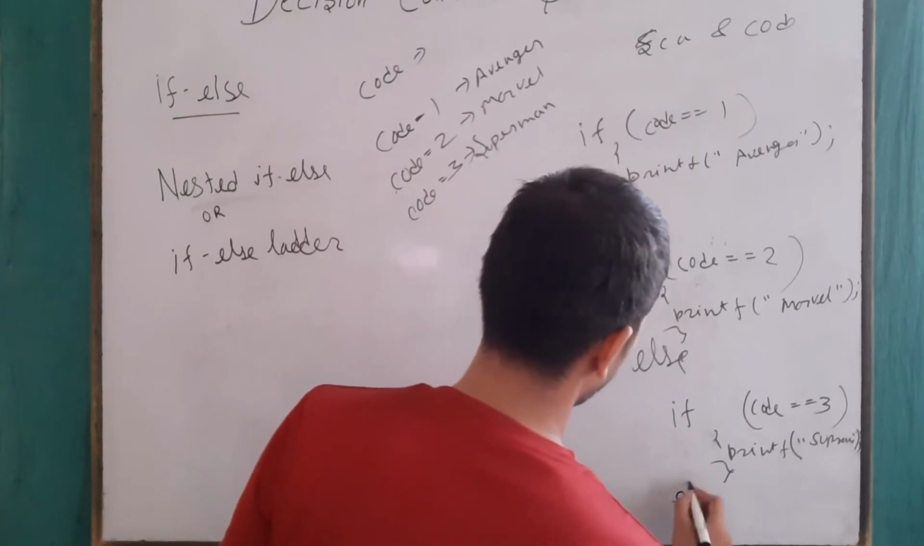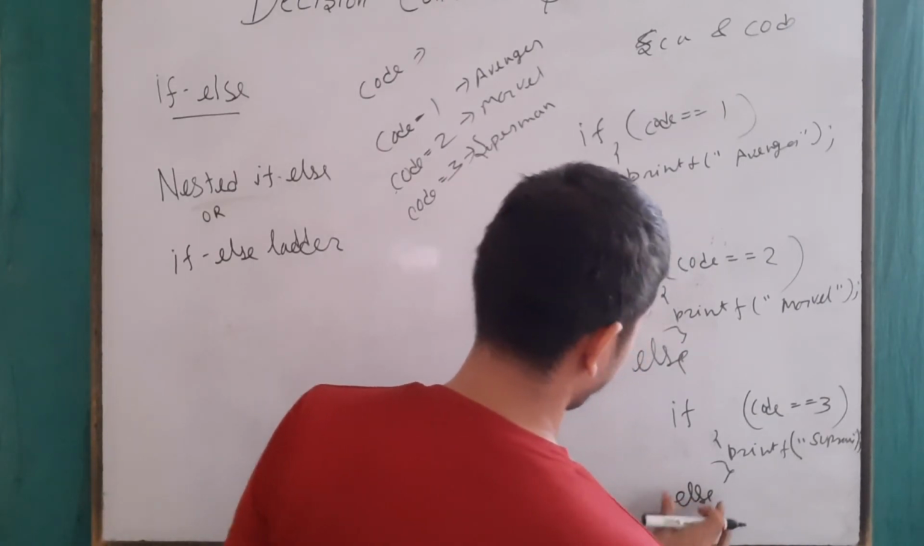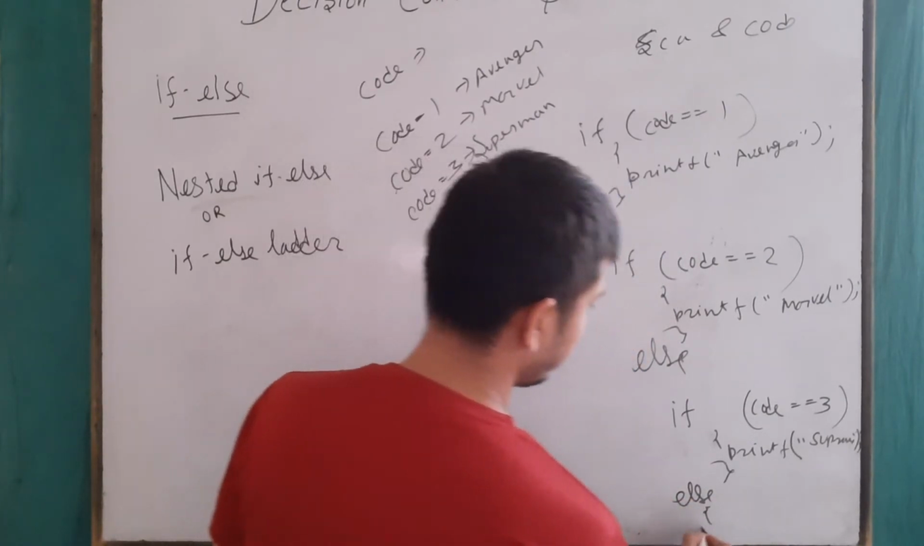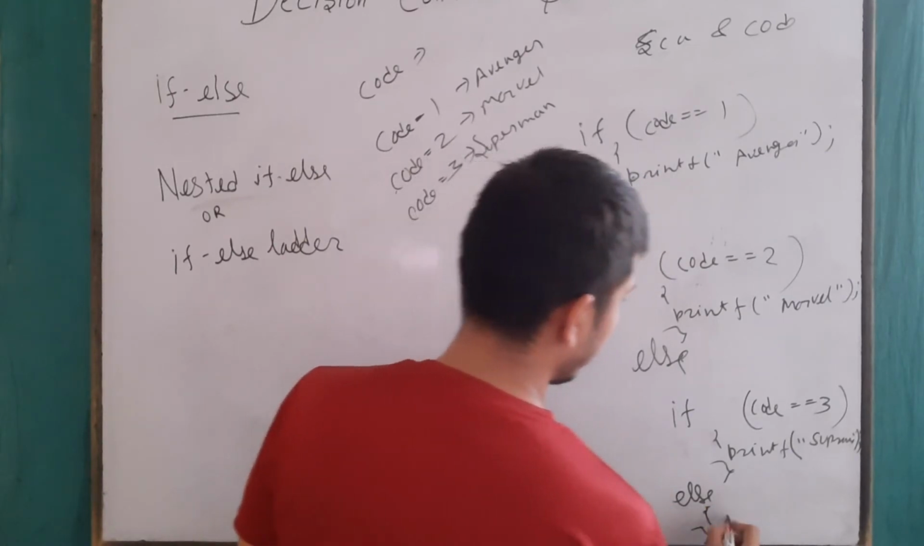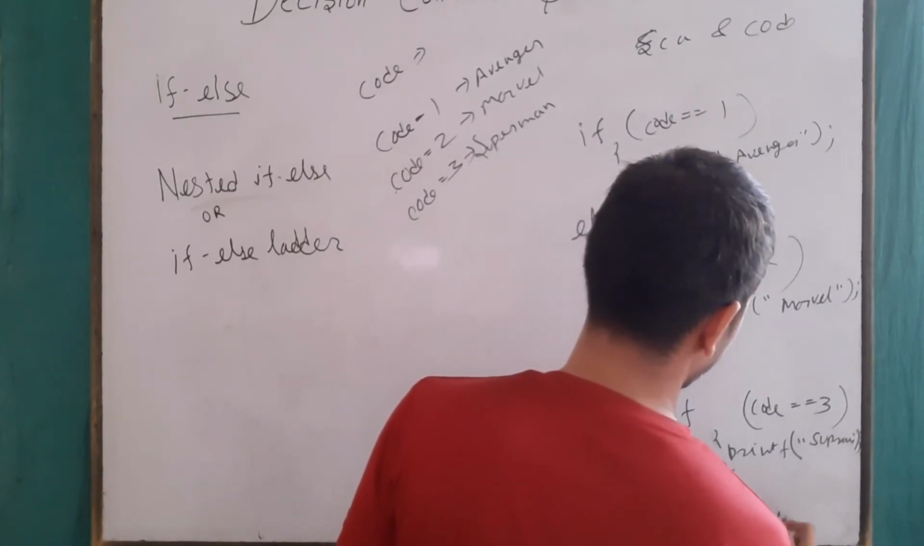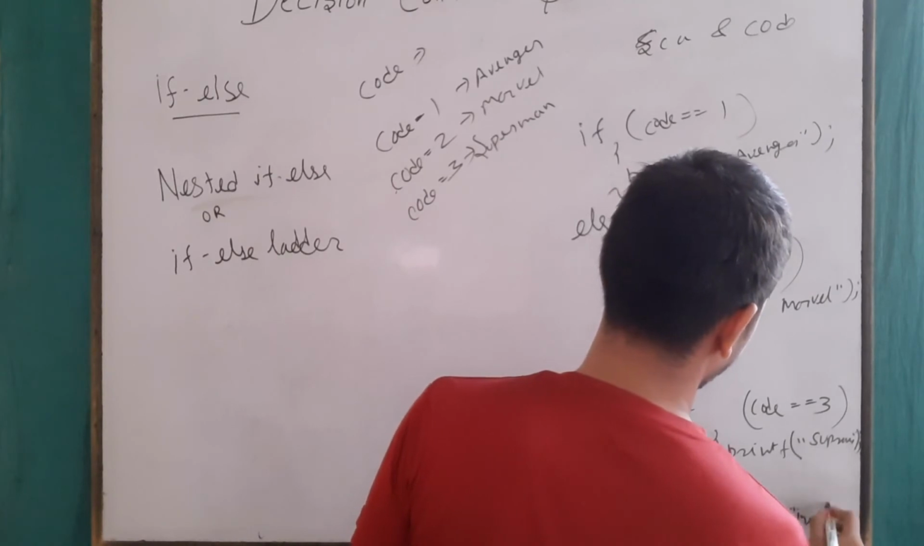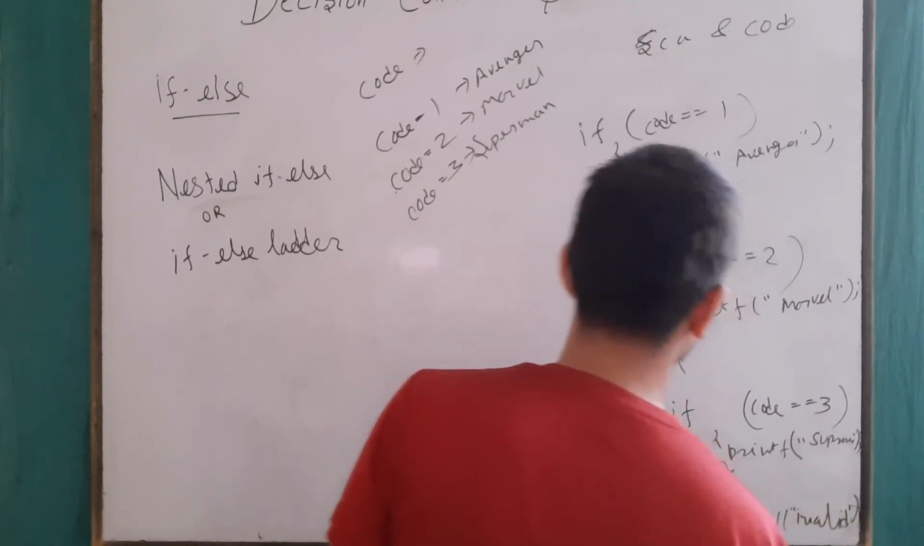Now I want something to print. It is not compulsory to write, but if I want something, then I can write in the else block printf of invalid input.